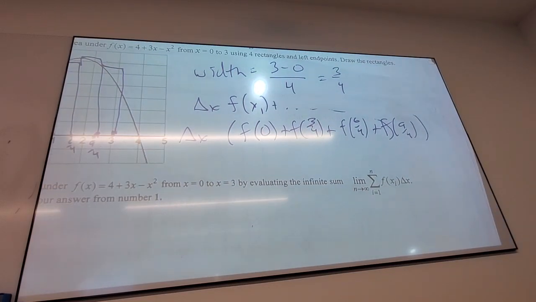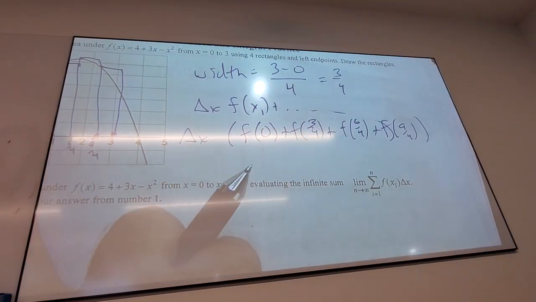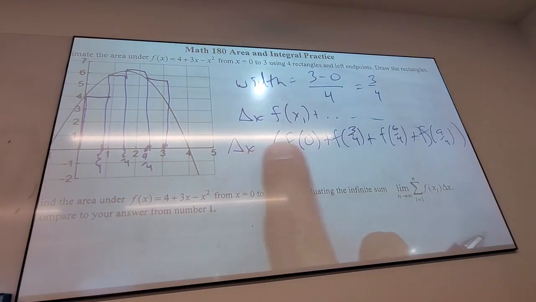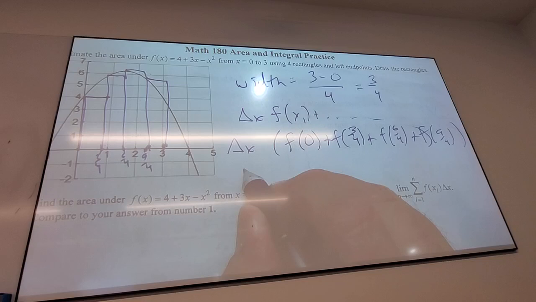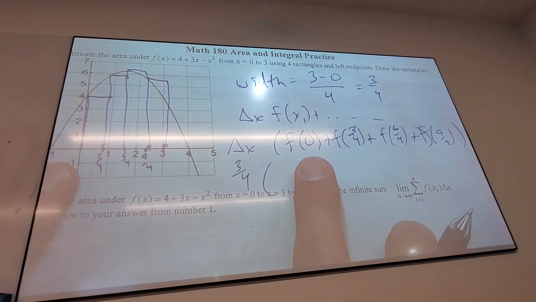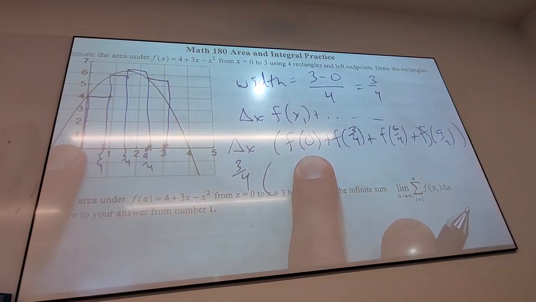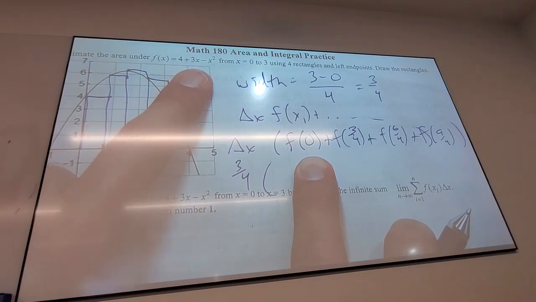Let me stop for a minute. So this times this is the area of the first rectangle, this times this is the area of the second rectangle, and so forth. Okay. So this is 3/4. F of 0 is easy to get. You can see it, you can do it.